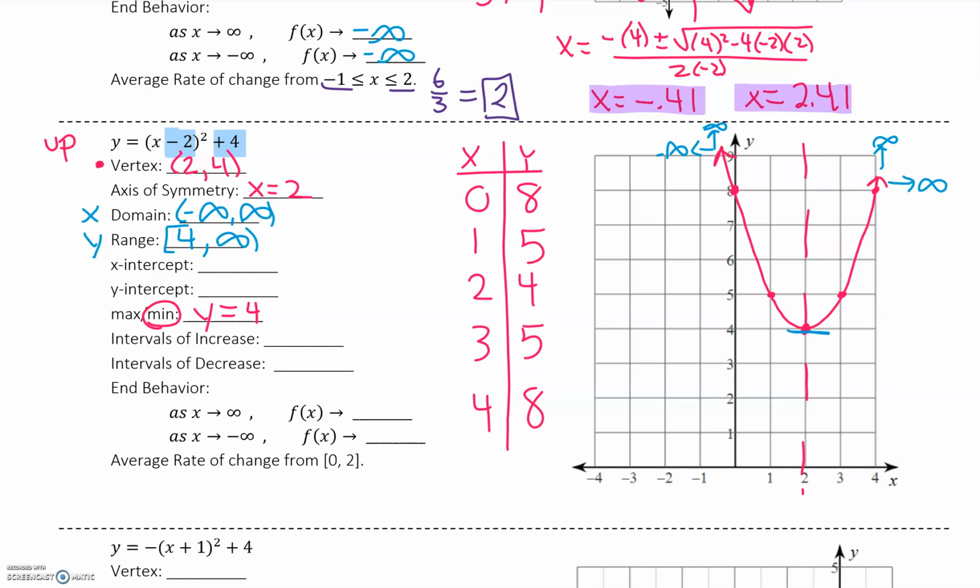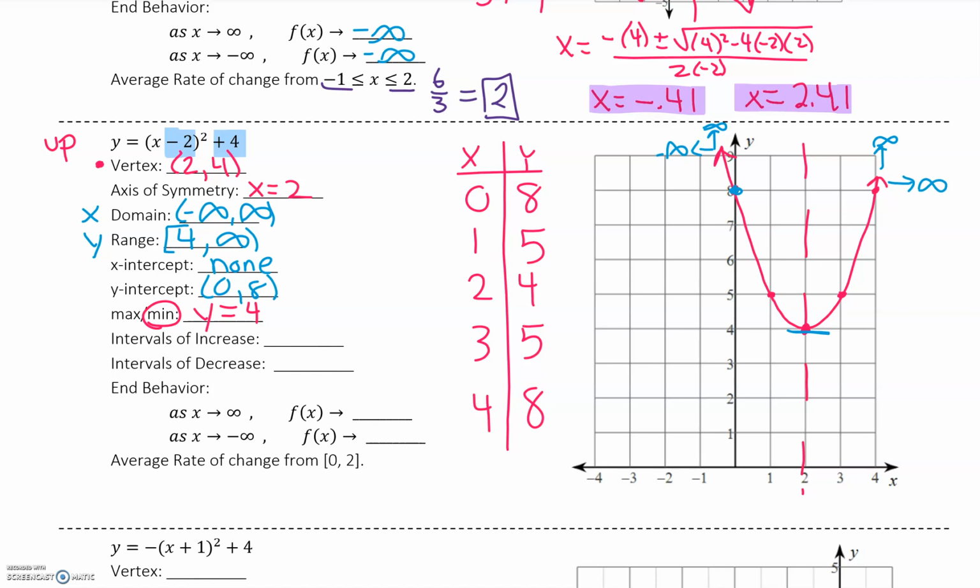All right, x-intercepts, we're looking at the x-axis. We do not touch or cross, so this is none. And our y-intercept, where we touch or cross our y-axis, is right here at the point (0, 8).